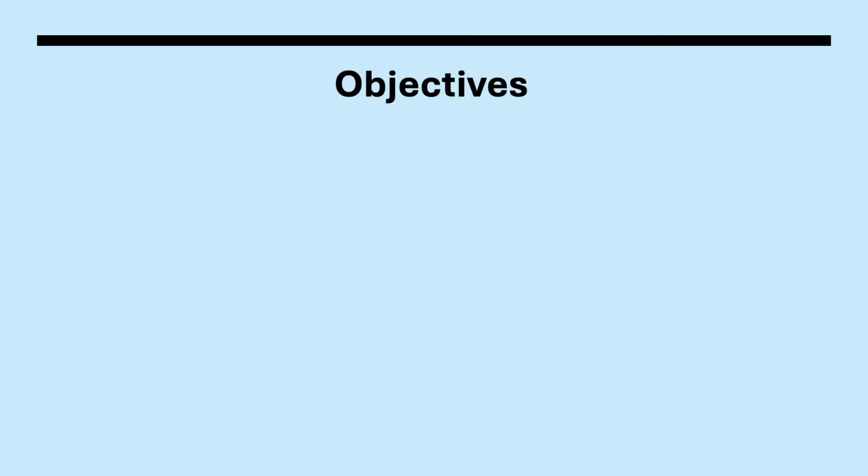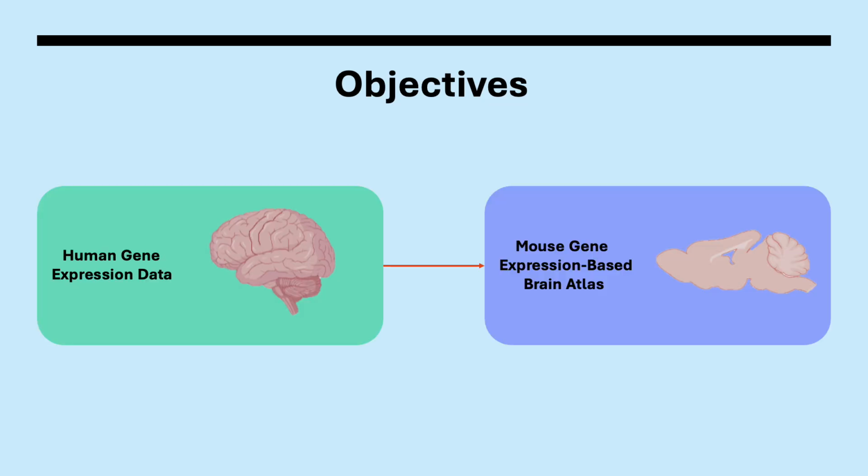To begin, the rationale behind this study stems from a major problem in translational neuroscience, where researchers often study mice to learn more about human disorders, but it's still hard to line up exactly where in the brain things happen.